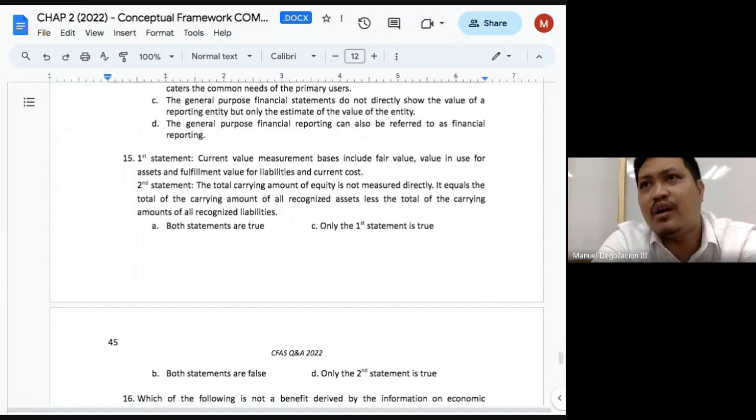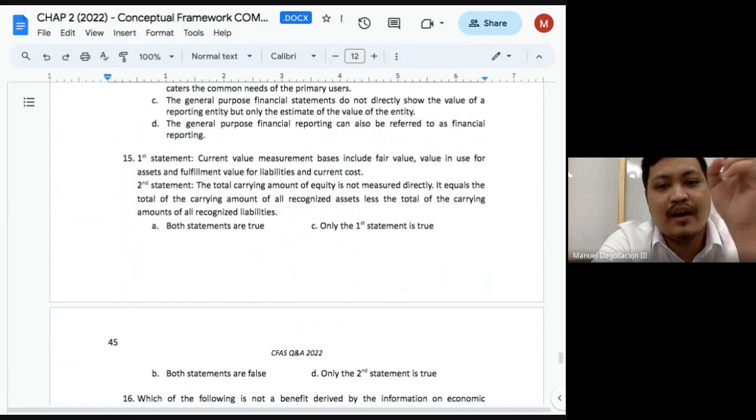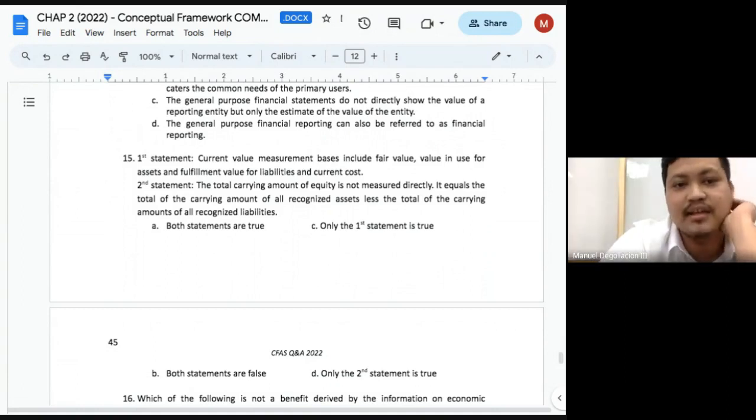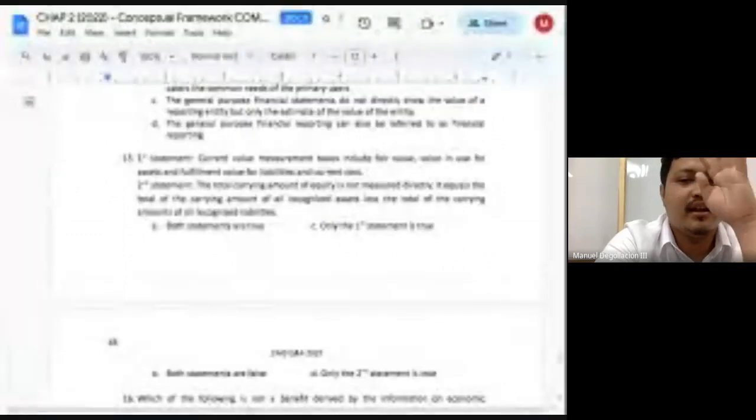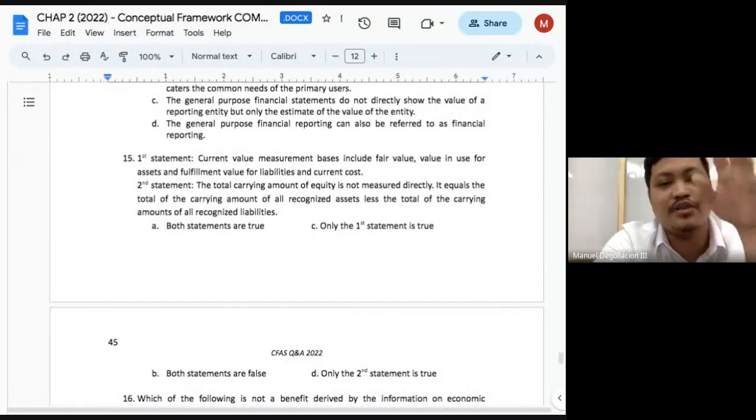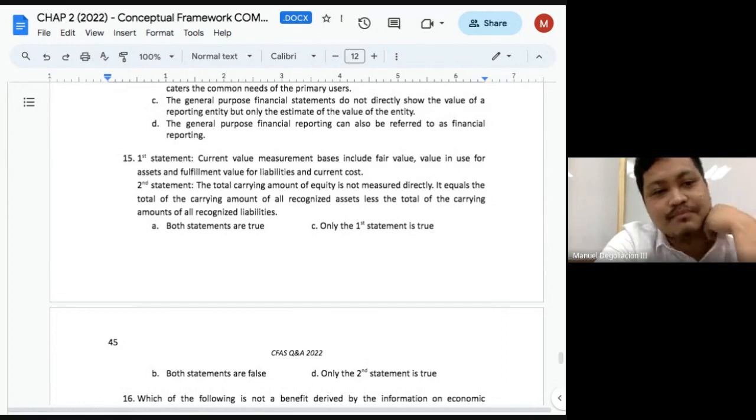True. There is no arguing on this one, class, because again, these four are enumerated in the framework: fair value, value in use for assets, fulfillment value for liabilities, and current cost. So actually, the first statement is a good source for a multiple choice question. Which one is not considered a current value measurement base? Then out of these four, one will just be changed to other measurement bases. So please take note of the first statement.